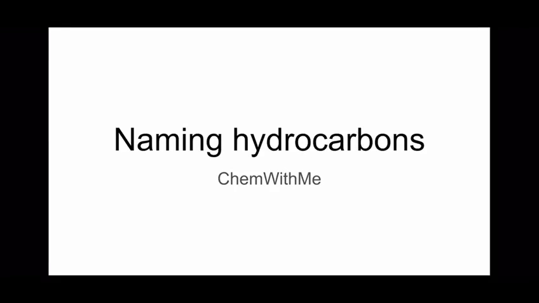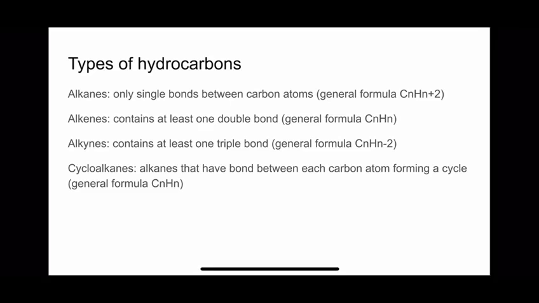Well, today we will be talking about the topic of naming hydrocarbons. First off, we need to identify the types of hydrocarbons, which are alkanes, only single bonds between carbon atoms, and the general formula of which is CnH2n+2. You can refer back to the previous video to understand what CnH2n+2 means, and the other general formulas as well. Alkenes contain at least one double bond, and alkynes contain at least one triple bond, whereas cycloalkanes are alkanes that have a bond between each carbon atom, forming a cycle.